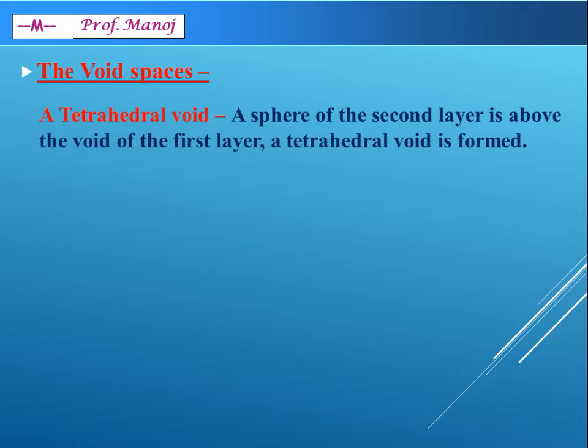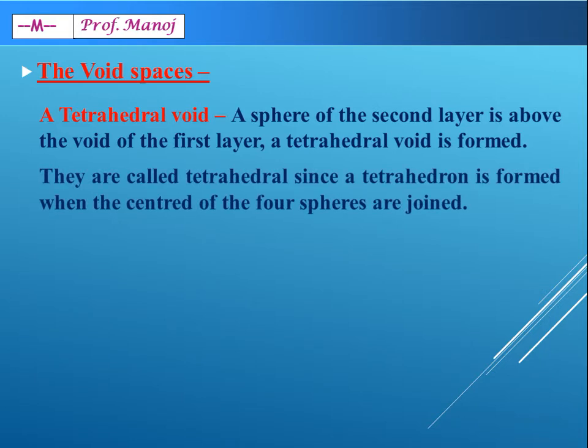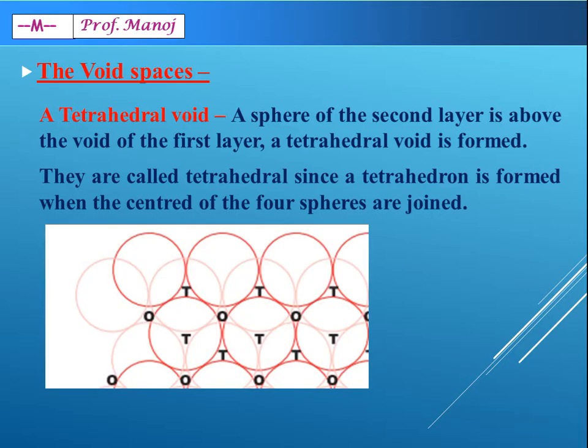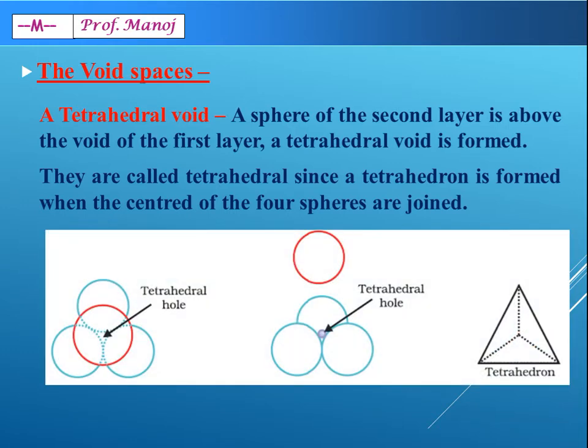We had seen two kinds of voids. First was a tetrahedral void. This was created by placing atoms as a second layer above the void of the first layer. It is known as a tetrahedral void because the four atoms create a geometrical figure, a tetrahedron. If you recollect this diagram, here we can see a T is mentioned, which is formed in the vacant space of three atoms. We had seen a little better diagram this way, where three atoms are placed at the bottom layer and a red atom is placed above it, and these four atoms together make a tetrahedron.